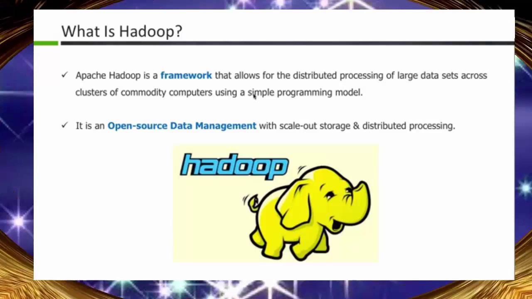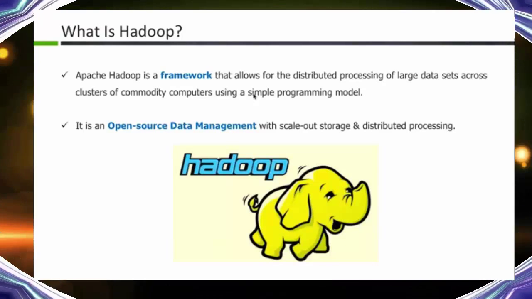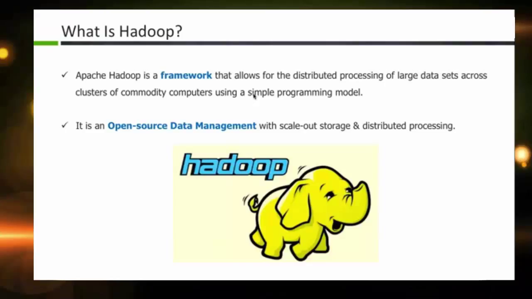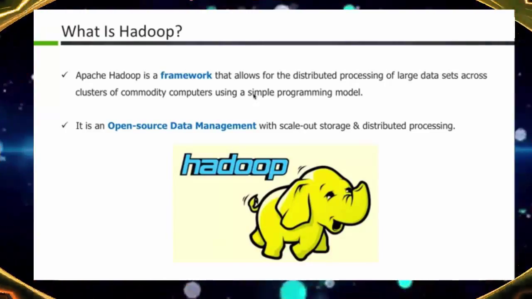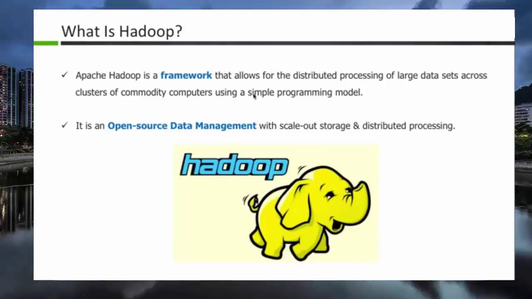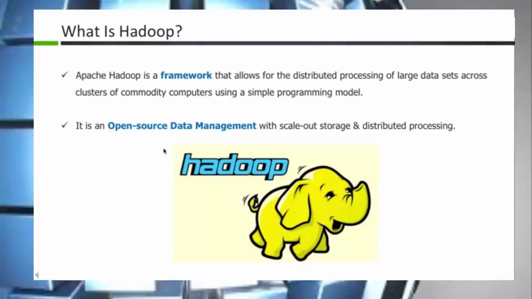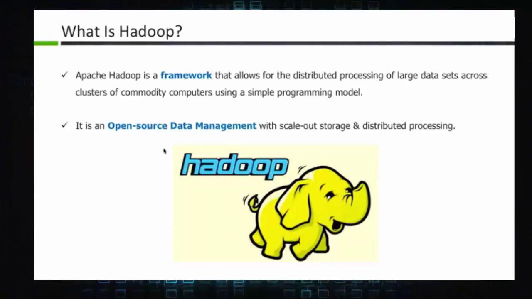In Hadoop, you can scale up to any number of nodes in a cluster. Hadoop gives you the power to distribute your data across a cluster of commodity computers, and these could be as big as 10,000 nodes, where your data is stored and can be retrieved in parallel. A lot of distributed processing can be done using a programming model called MapReduce. We will be going into details of each of these things as we go ahead. And it is an open source data management tool with scale out storage and distributed processing.